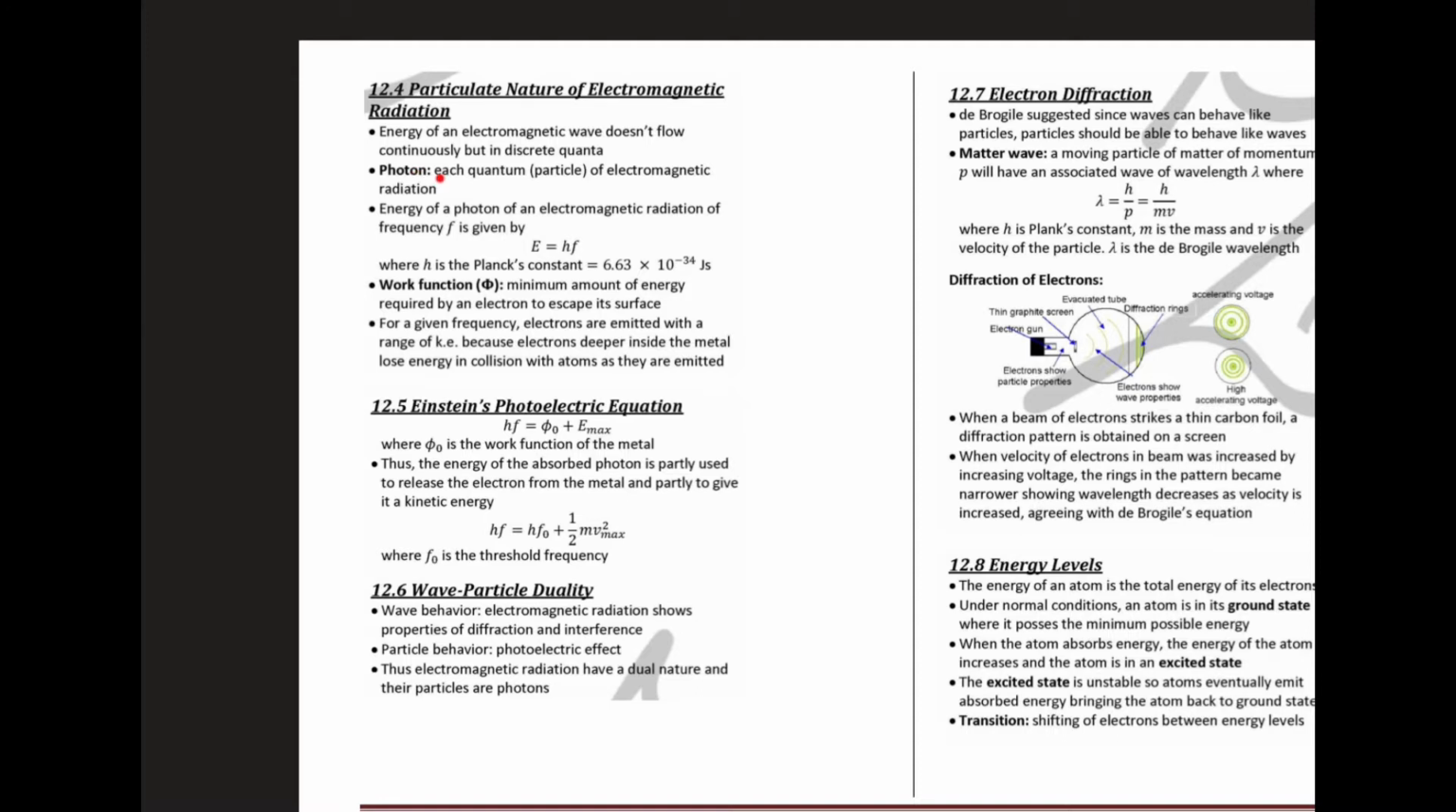Yes, this word is in IG. So that's why you feel like you've heard packets of energy before, right?